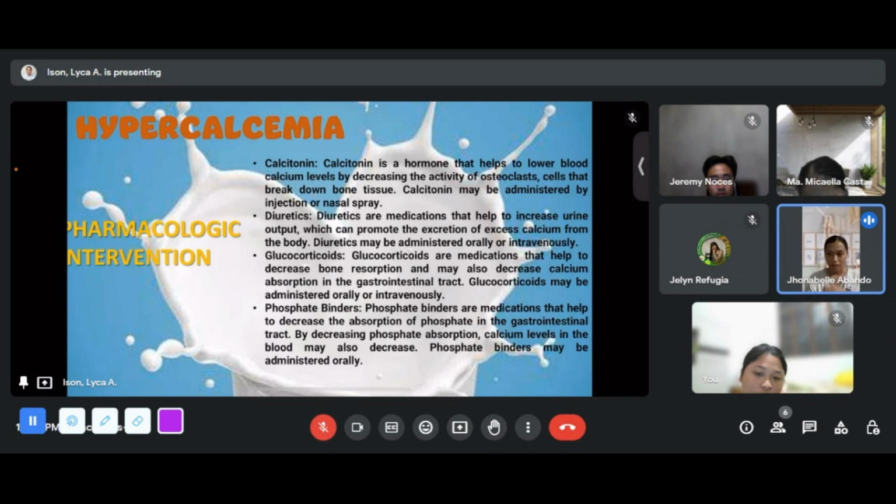Last is phosphate binders. Ito naman ay mga gamot na nakakatulong sa pagdikit ng phosphate sa blood upang maiwasan ang pagbuo-buo ng calcium na nagdudulot ng hypercalcemia. So, that's all for hypercalcemia. Next is hypocalcemia.